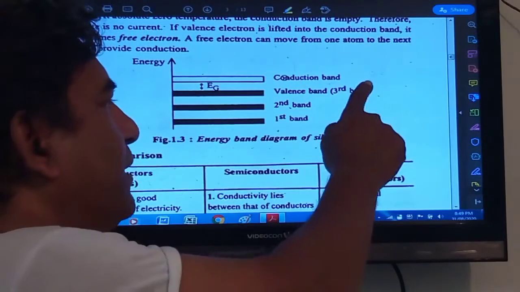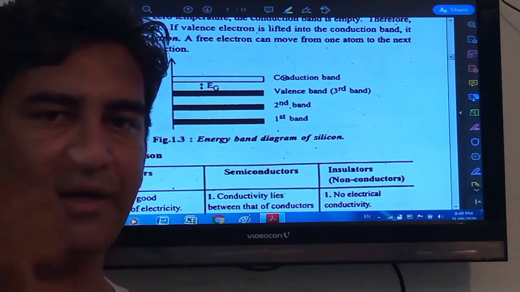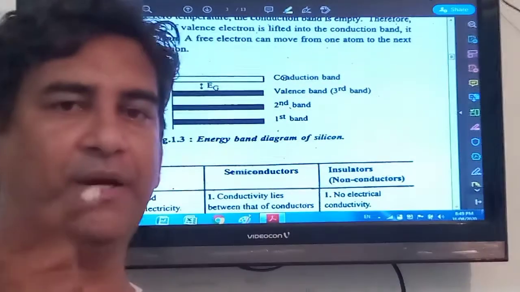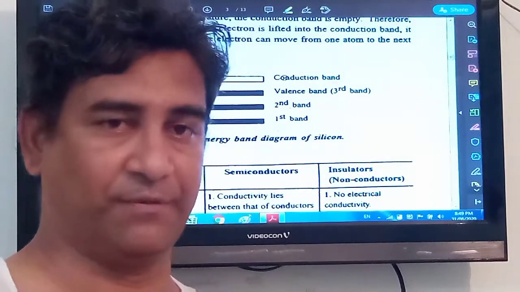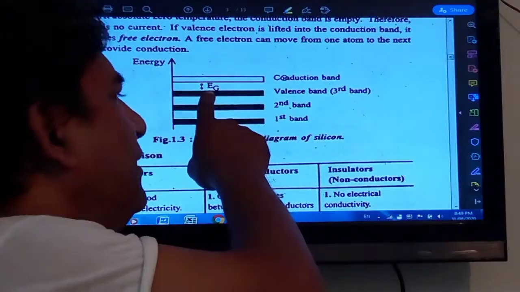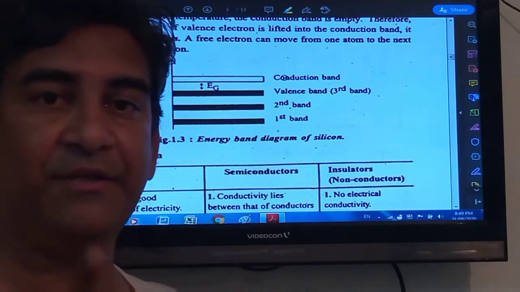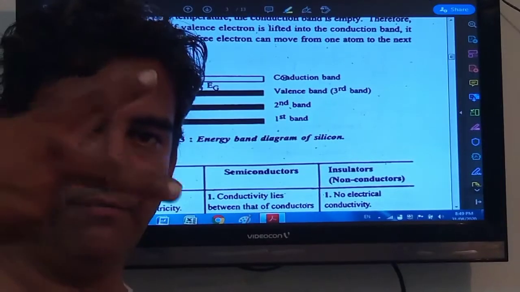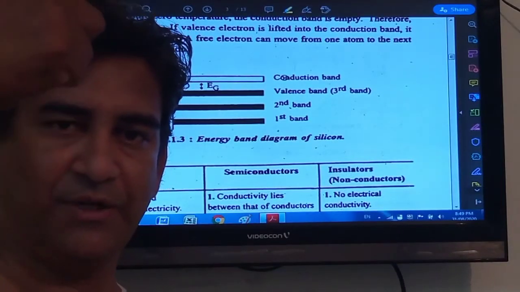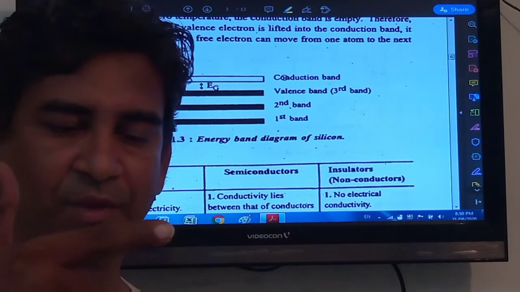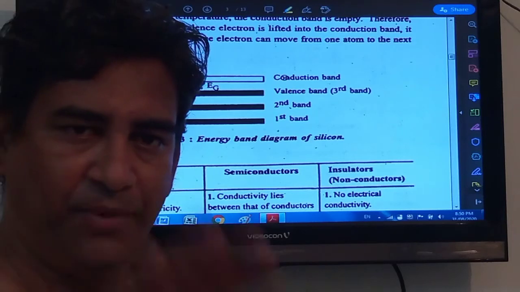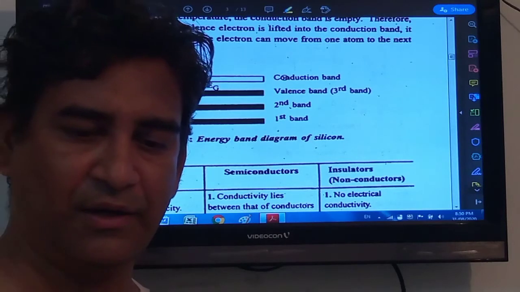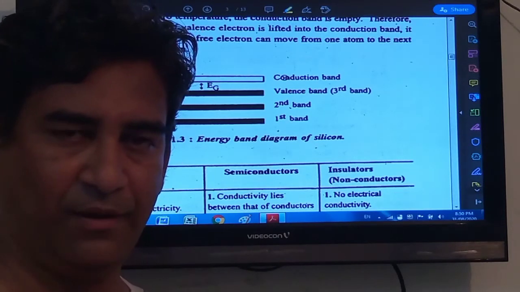So here you have the conduction band, and whatever gap is present between the conduction band and the valence band, it is indicated with Eg. Here it is indicated by Eg. It is the energy gap which is present between the two, that is, the conduction band and the valence band. Okay students, from this conclusion they have compared the semiconductor, conductor and the insulator.